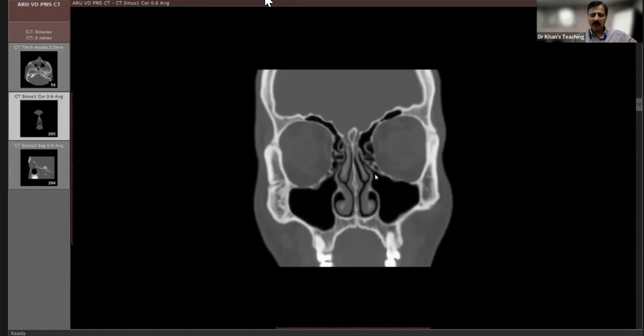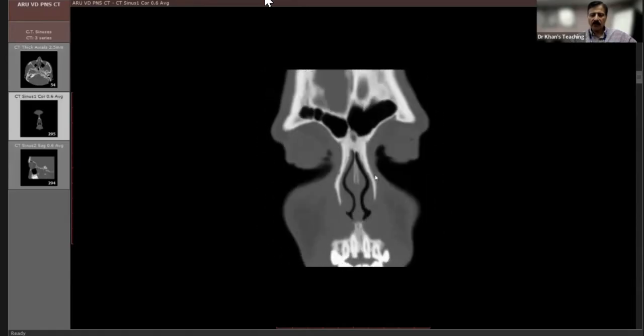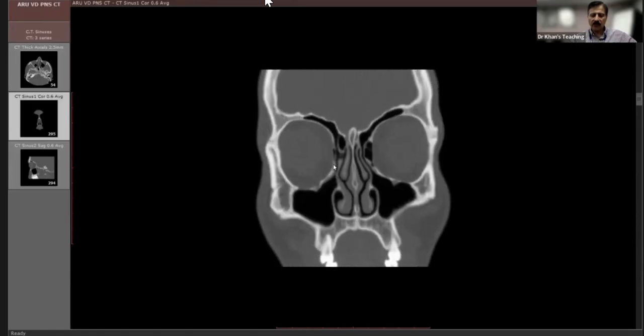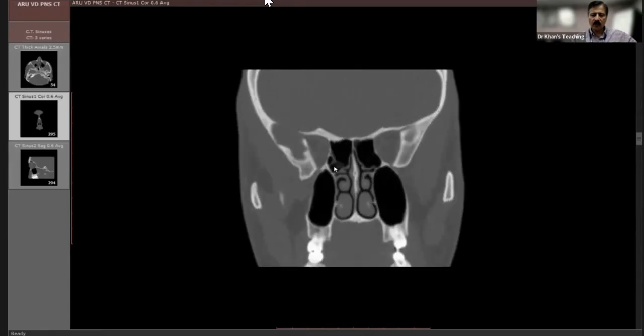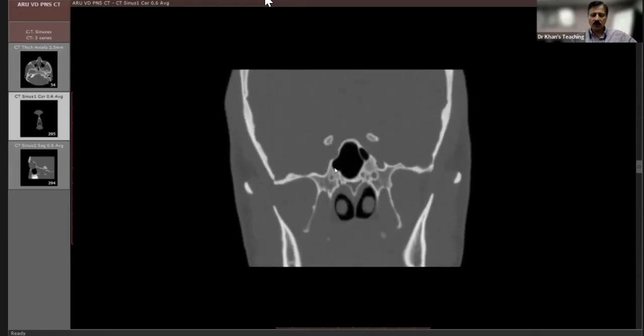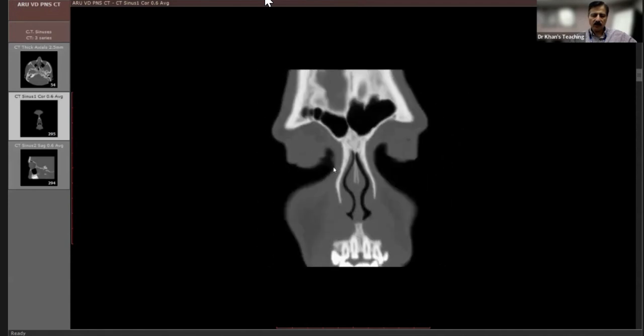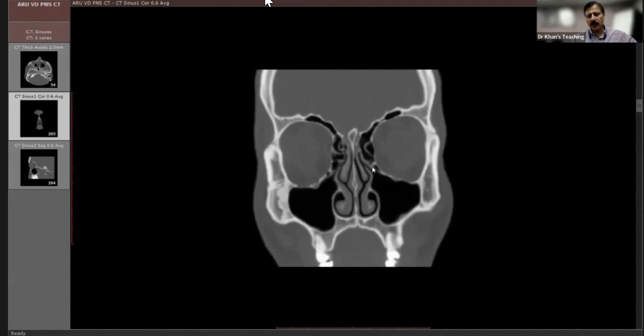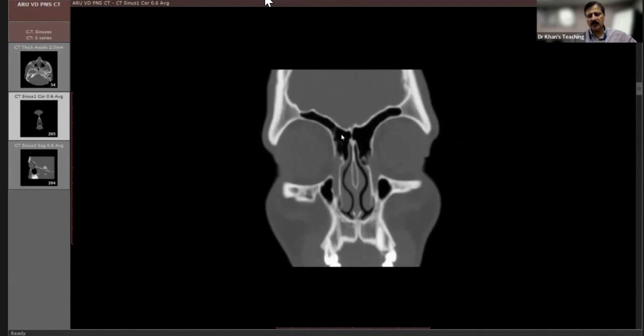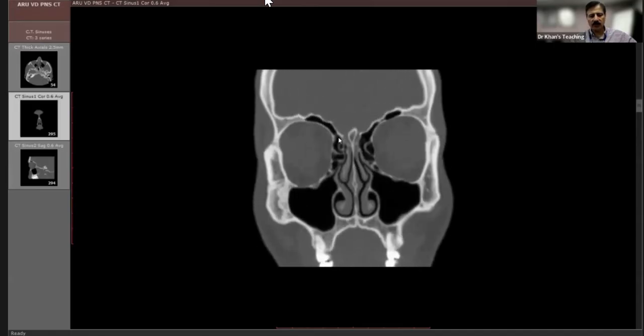Is it clear or not? And then you have to describe all the sinuses. Are they clear or not? And if there is obstruction, then you have to tell where the obstruction is. Then you look at all the bones and see if there is any bony destruction, etc.